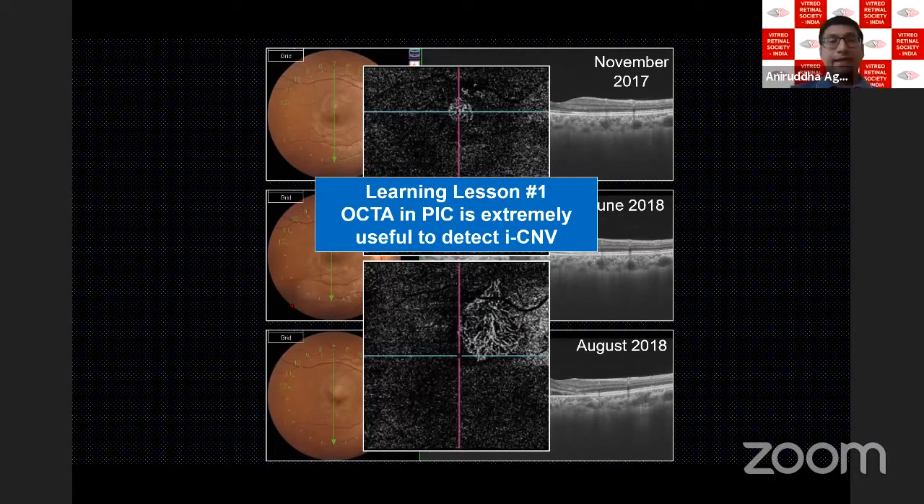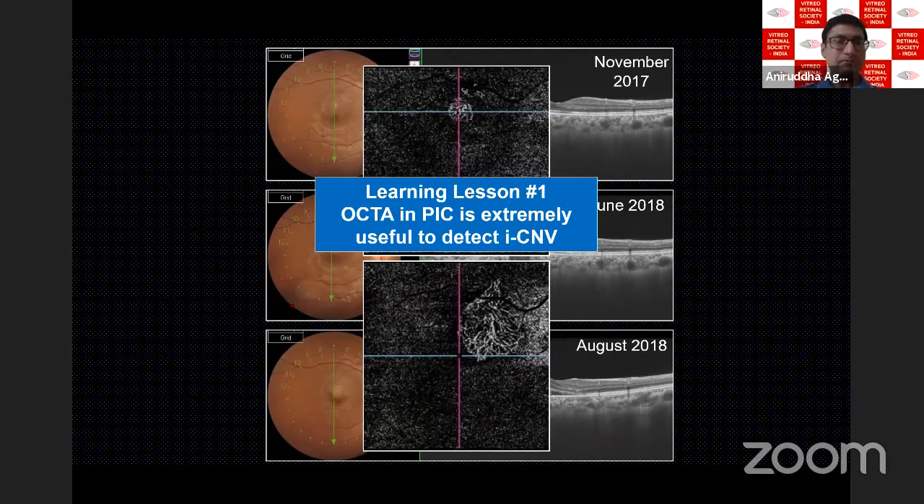So if you talk about punctate choroidopathy, I do not use it to study the inflammatory lesion itself, but to reiterate, I use it to detect the inflammatory choroidal neovascularization. And a lot of these patients would harbor an underlying CNV.